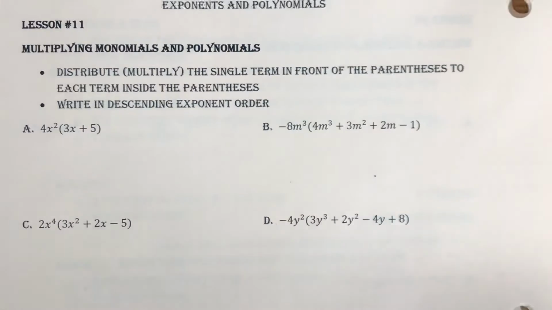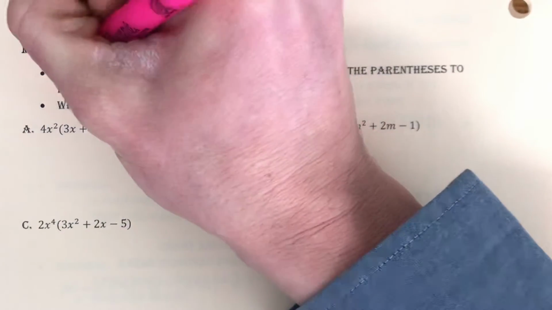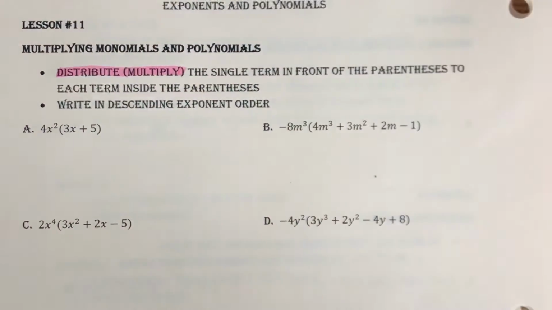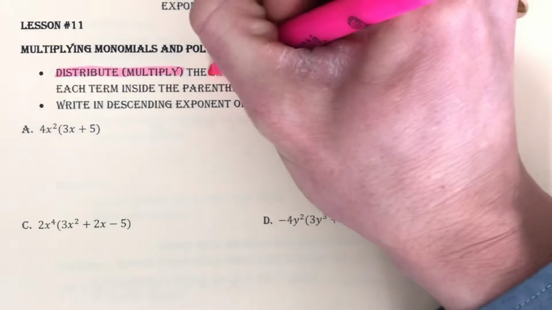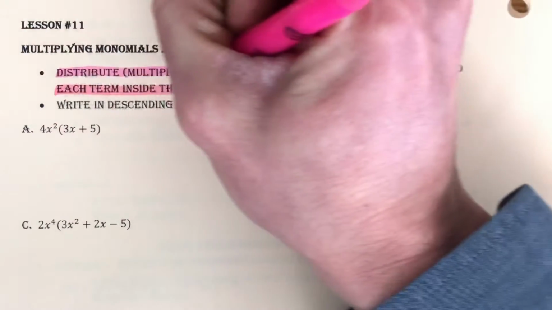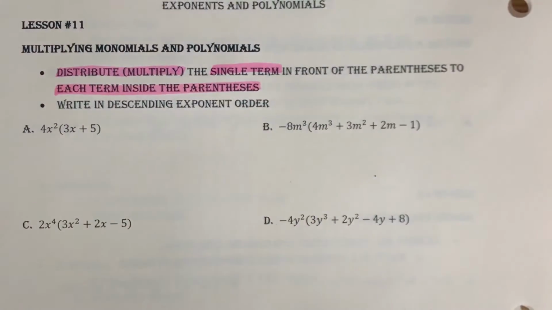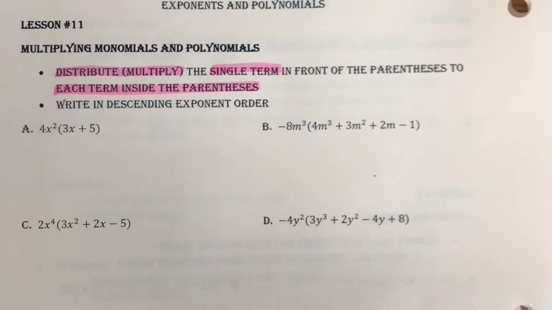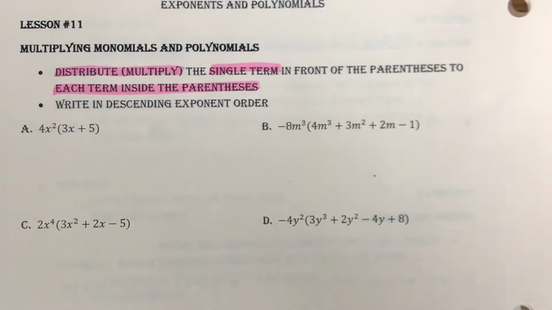And so when we're looking at it, we are going to multiply. So we're going to be distributing the single term, that single term that's in front of the parentheses, to each term inside the parentheses. So we're going to be using that rainbow method that we've talked about before. And then the final part, we always want to make sure that we're writing in descending exponent order. So let's take a look at some examples and we'll walk through this.